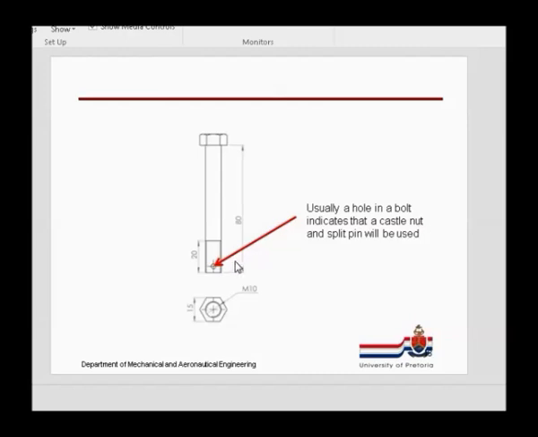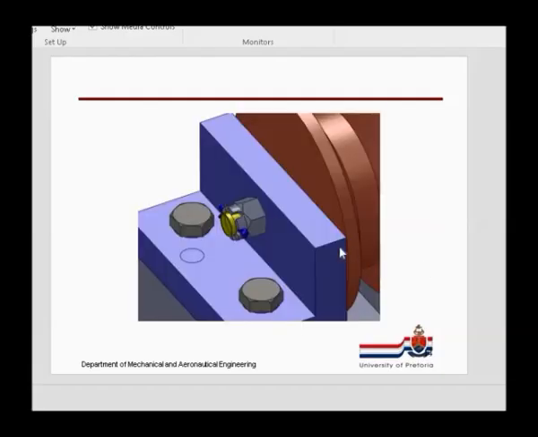Usually a hole in a thread or in a portion of a thread indicates that a castle nut and split pin will be used. Those are also standard components, also not drawn in the question. So there we have it. The castle nut was screwed on and the split pin gets pushed through the castle nut and then bent open on the other side to make sure that it won't fall out by itself. So if the split pin, the blue one, cannot fall out, it means this castle nut is not able to undo by itself. You have to first remove this blue component, pull it out, before this castle nut can rotate relative to the bolt.